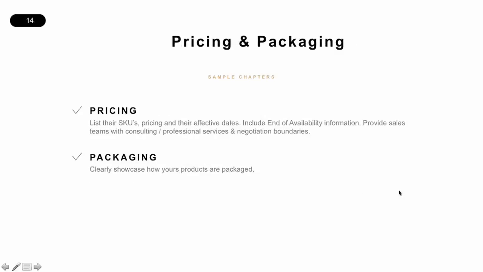Being able to have a clear-cut pricing, listing all your SKUs, listing all your pricing, effective dates, end-of-life dates, providing your sales team with what are the consulting, professional services, and negotiation boundaries are all also important information that your sales folks can have when they go out into the field to sell your product.